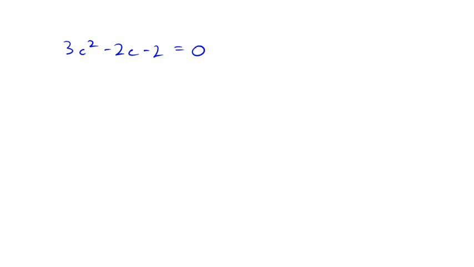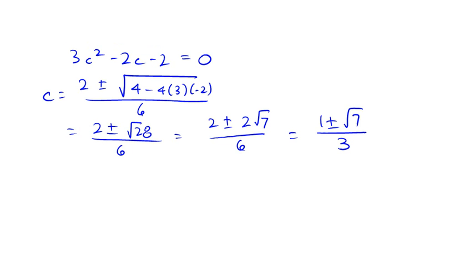Alright, so now we're solving this quadratic in c, which is 3c squared minus 2c minus 2 equals 0. We're going to need the quadratic formula for this. So if we use the quadratic formula, we're going to get that c is equal to 1 plus or minus root of 7, over 3. And it turns out that both of those values are in between -1 and 2. And so those are the two values of c where the derivative is equal to the average rate of change.